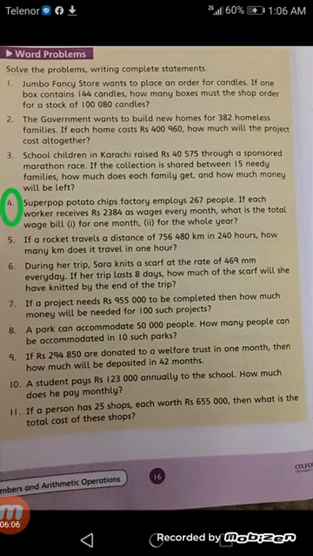Now move to question number 4 of page number 16. First we read the question carefully. Super Pop potato chips factory employs 267 people. If each worker receives rupees 2,384 as wages every month, what is the total wage bill? Number 1 for the 1 month, number 2 for the whole year.